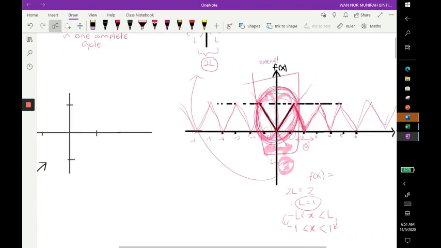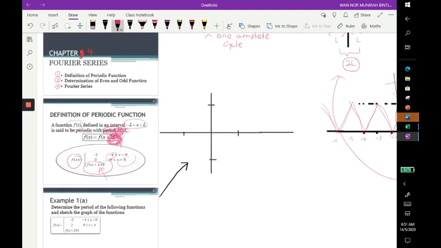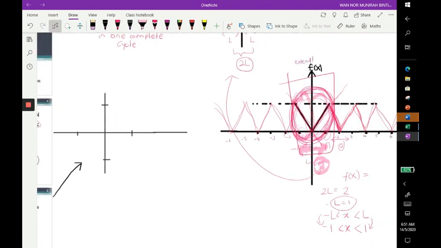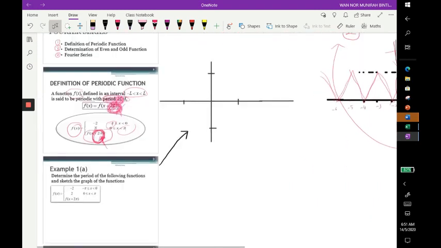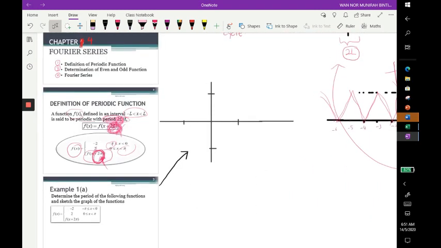So you can replace it here. From -π to π, you have a function. So that is f(x), your original function. Since it says this function is repeated for each 2π, then you just copy and paste the function. Copy and paste.